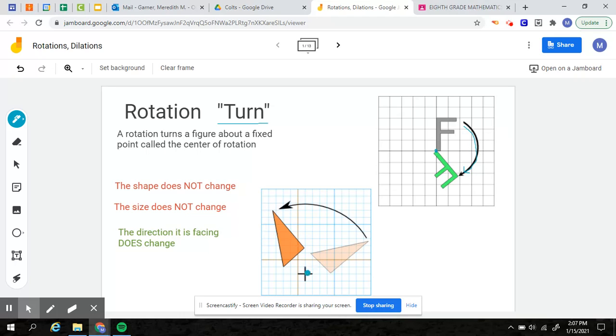And notice that also our triangle, it is turning about this cross right here, and it is turning counterclockwise. So notice that the shape does not change, the size does not change. The only thing it does change is which way it's facing. We call that the orientation.